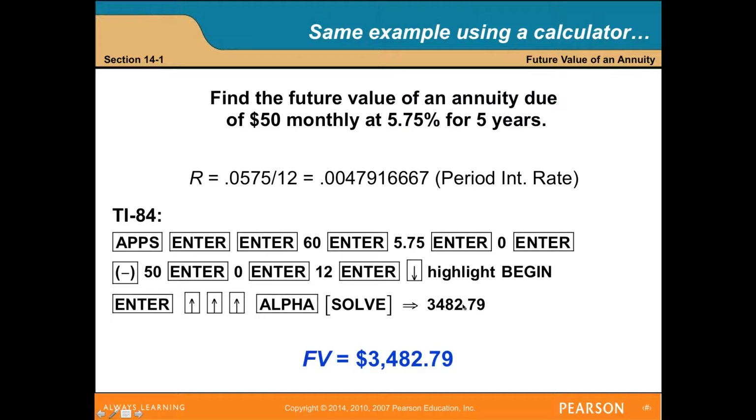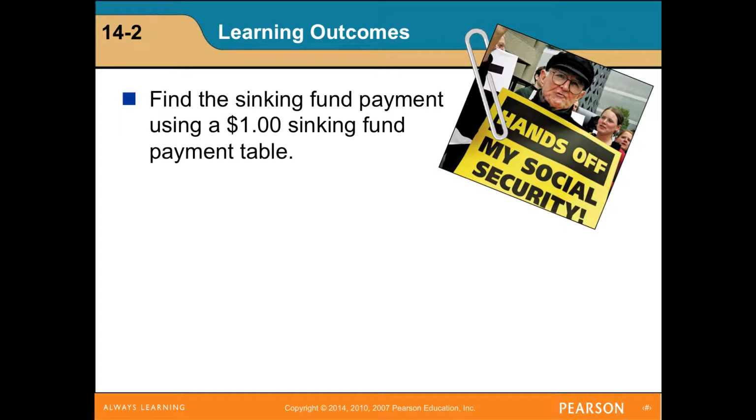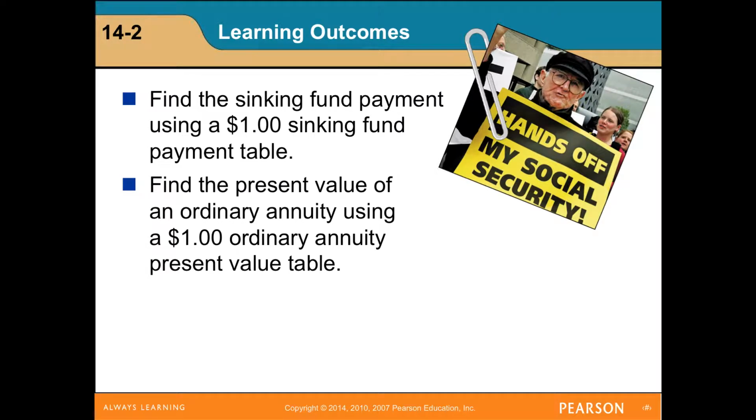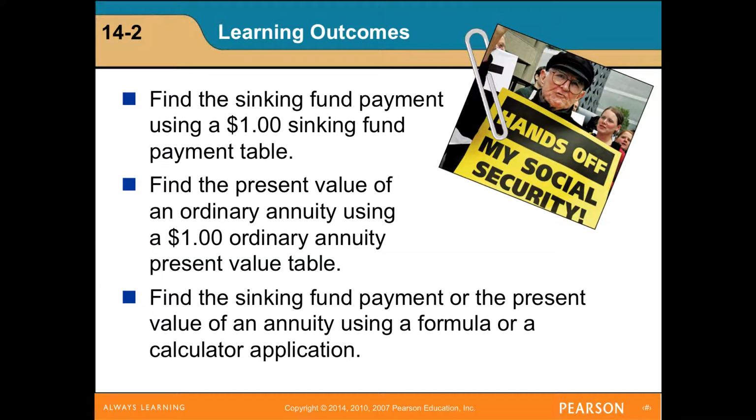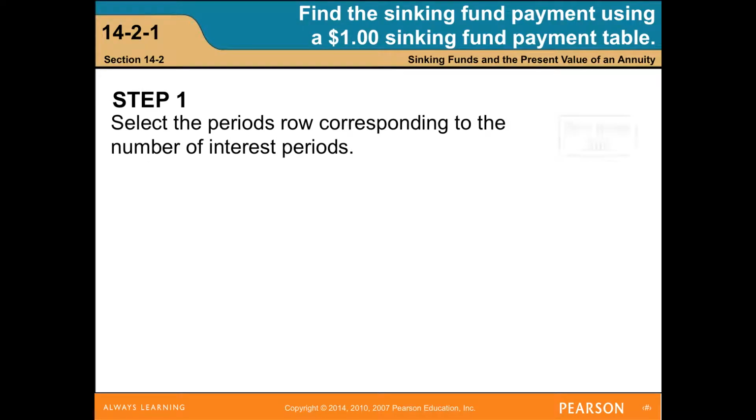And I'm not going to go through this because I don't think anyone has a TI-84 calculator anymore. Learning outcomes for 14-2: find the sinking fund payment using a $1 sinking fund payment table. Find the present value of an ordinary annuity using a $1 ordinary annuity present value table. And find the sinking fund payment or the present value of an annuity using a formula or a calculator application.